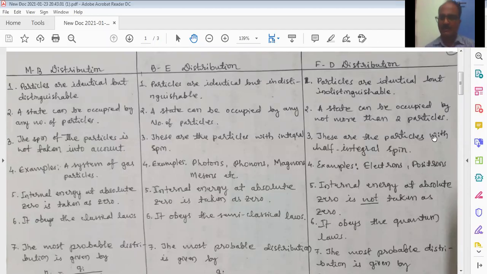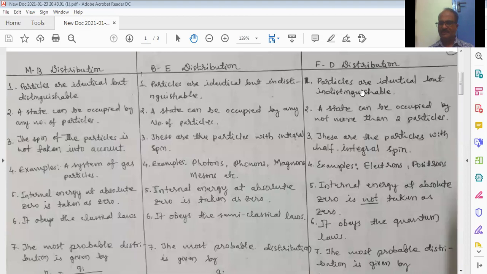Hello, welcome to the chapter Statistical Mechanics. And in this class, I'm going to derive an expression for the Fermi-Dirac distribution. First, we will see what the characteristics of this Fermi-Dirac distribution are.